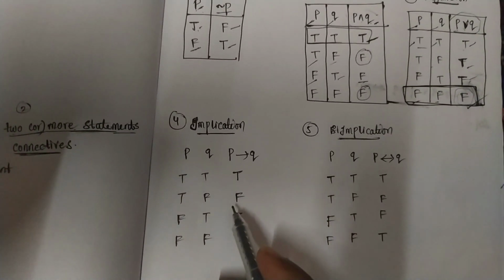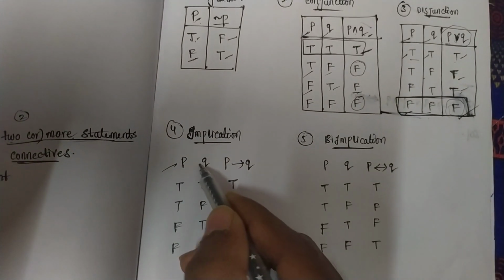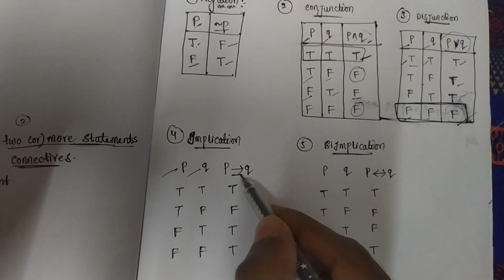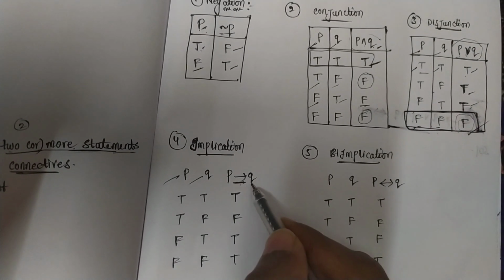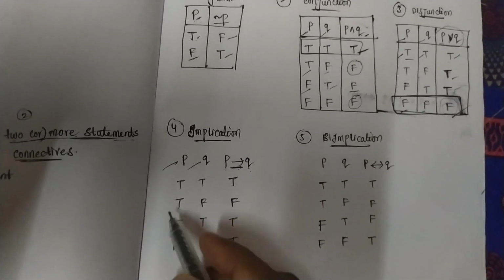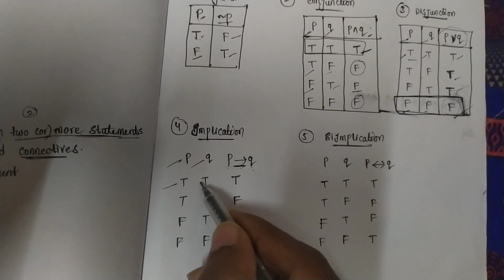Coming to the implication, the fourth one, we take P and Q statements and apply the implication connective, and we get the compound statement P implies Q. Taking P statement true and Q statement true, we get these values. How did we get the number of cases? Here the variables are 2, so the formula is 2 power n. Substituting n value as 2, we get 2 power 2, which is 4. We have 4 cases, so we take 4 cases in the truth table.